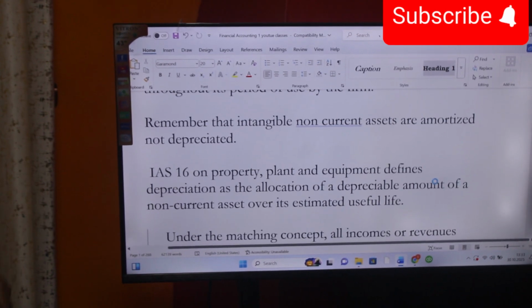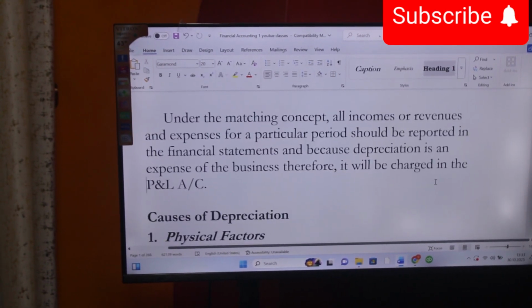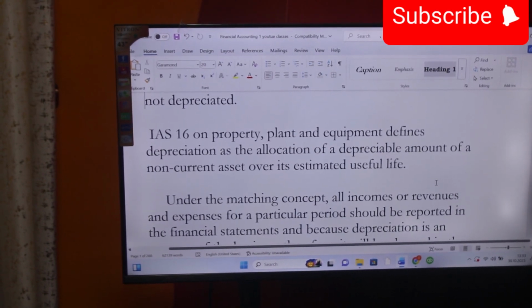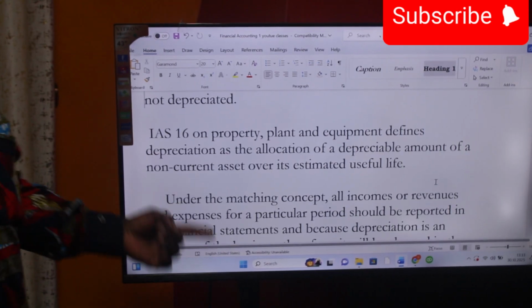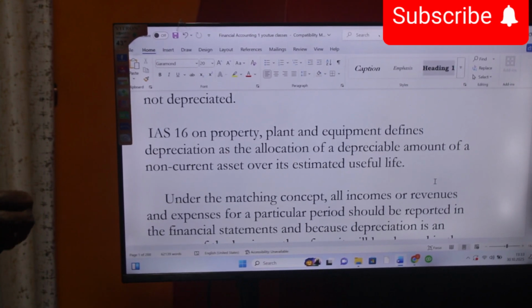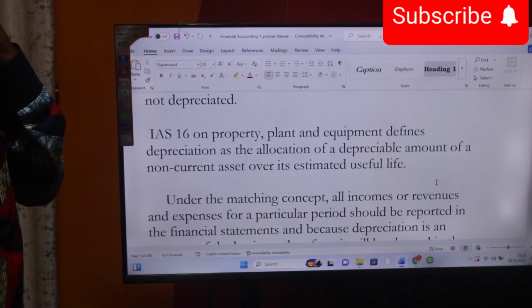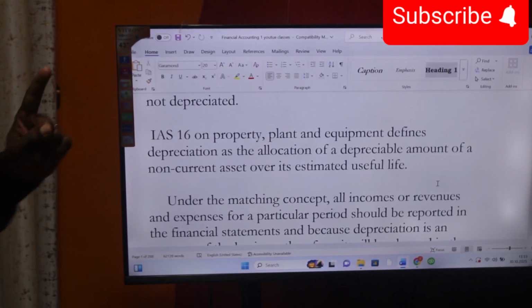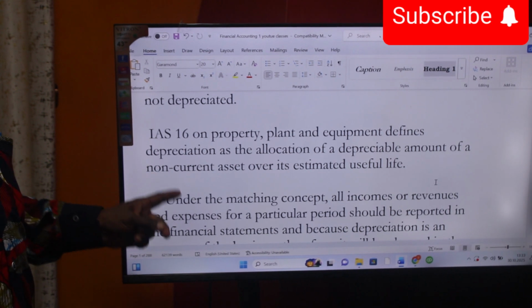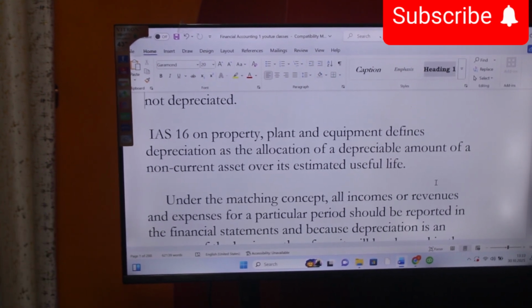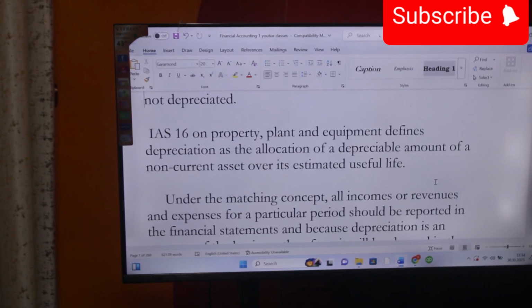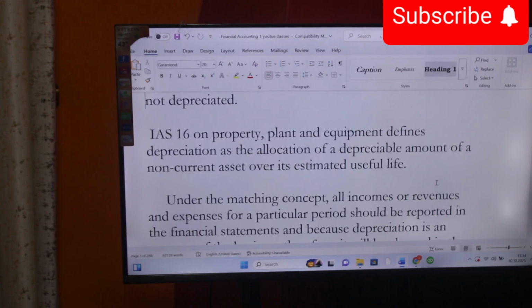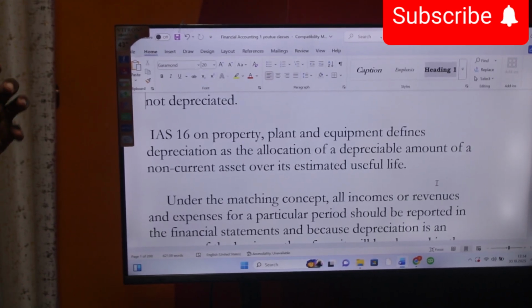IAS 16 on property, plant, and equipment defines depreciation as the allocation of a depreciable amount. Our students must understand that we only allocate the depreciable amount of the non-current asset over its estimated useful life. Many assets do not depreciate to zero, and therefore we only allocate the portion that will depreciate.